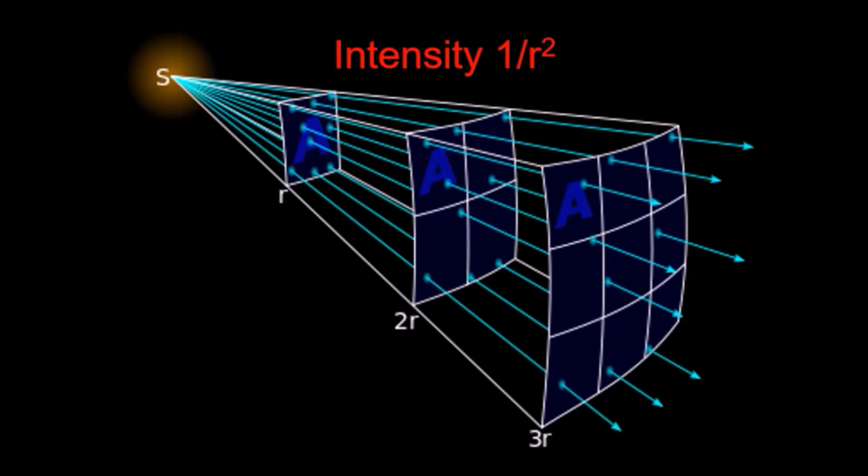So here's our radiation source. As we get progressively further away, the same amount of radiation is spread over a bigger and bigger area. So here we are at a radius r. At 2r it'll be spread over 4 times the area. At 3r it'll be spread over 9 times the area, I apologize.